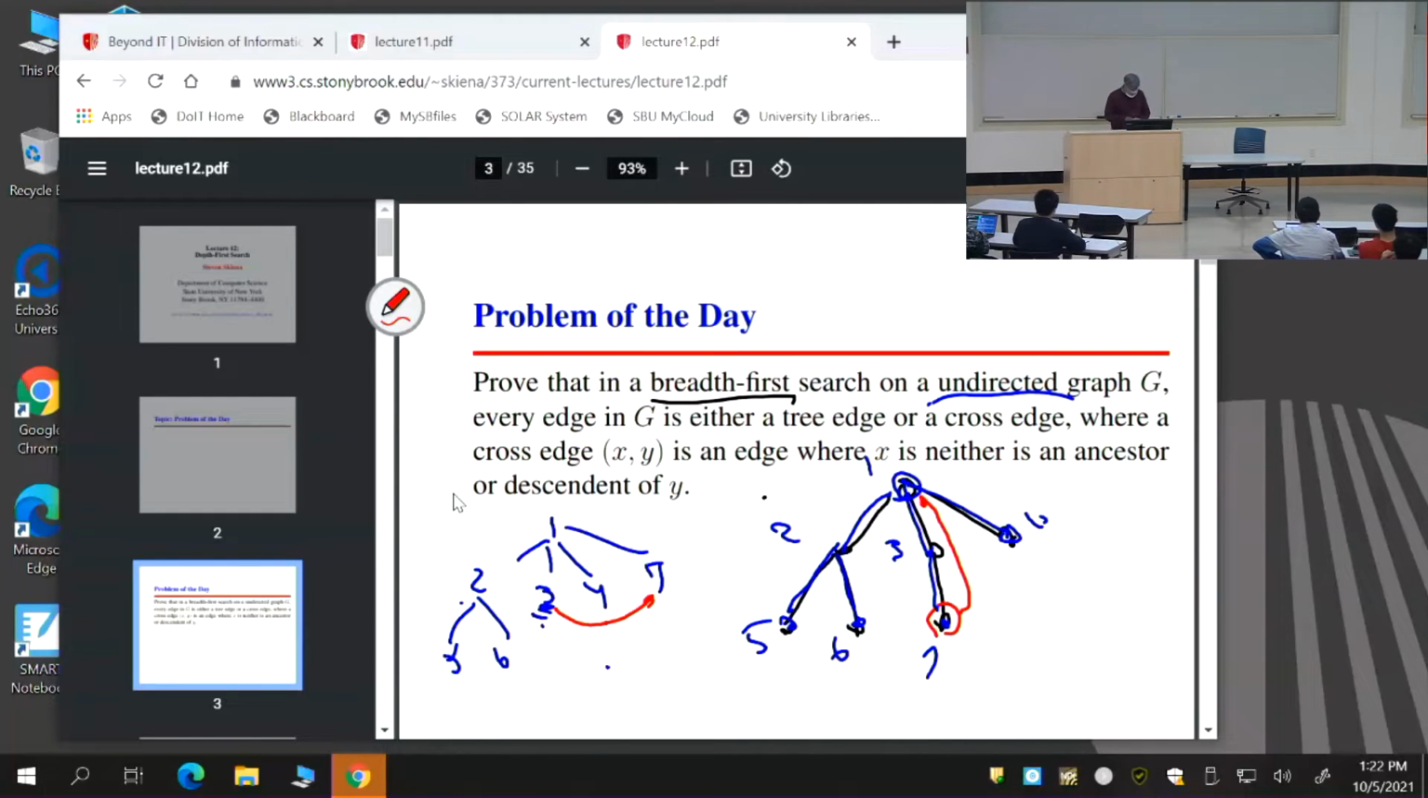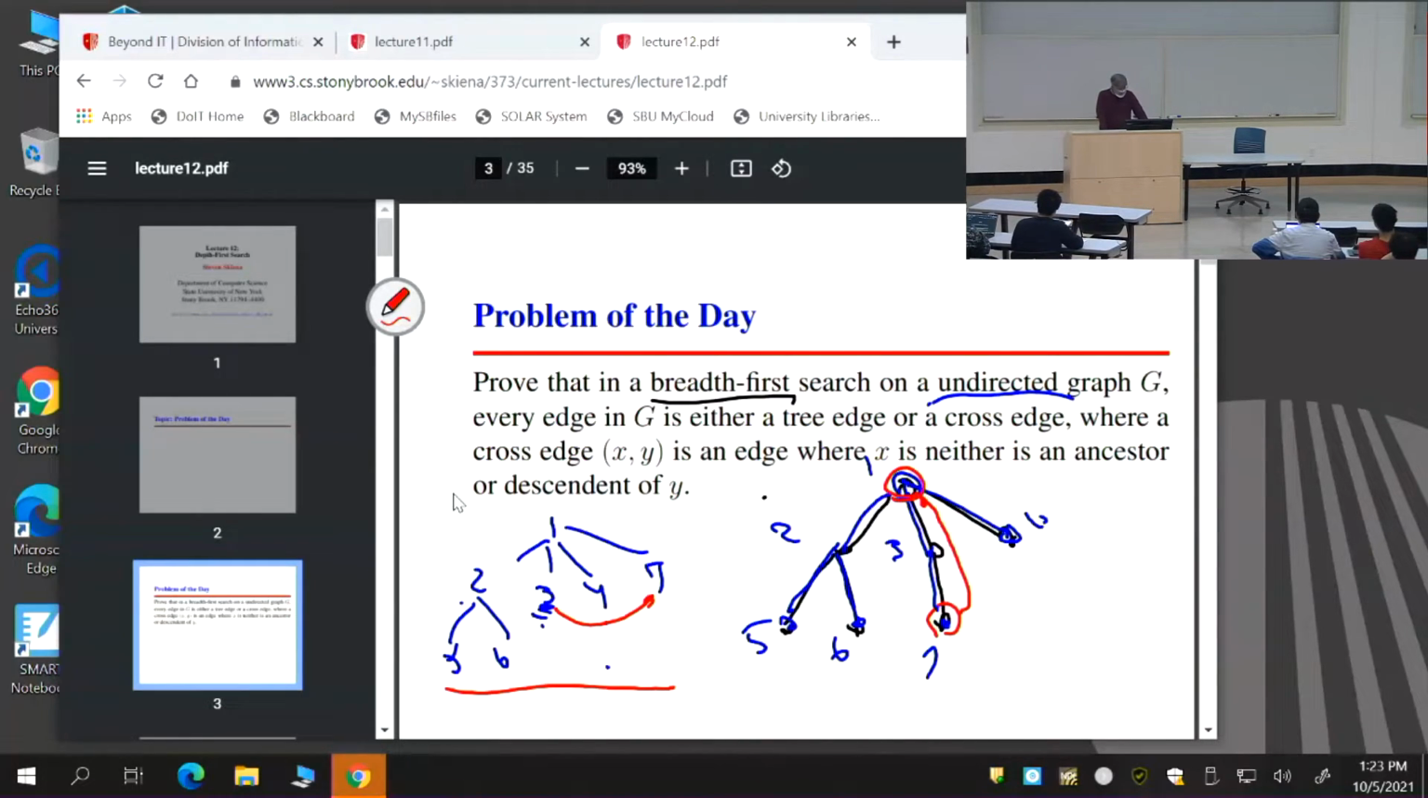Because if there was an edge that went to an ancestor or descendant, we would have seen it for the first time when we had expanded the ancestor. And the tree would not have looked like that. The tree would have looked like this. Any questions about that? Yes?